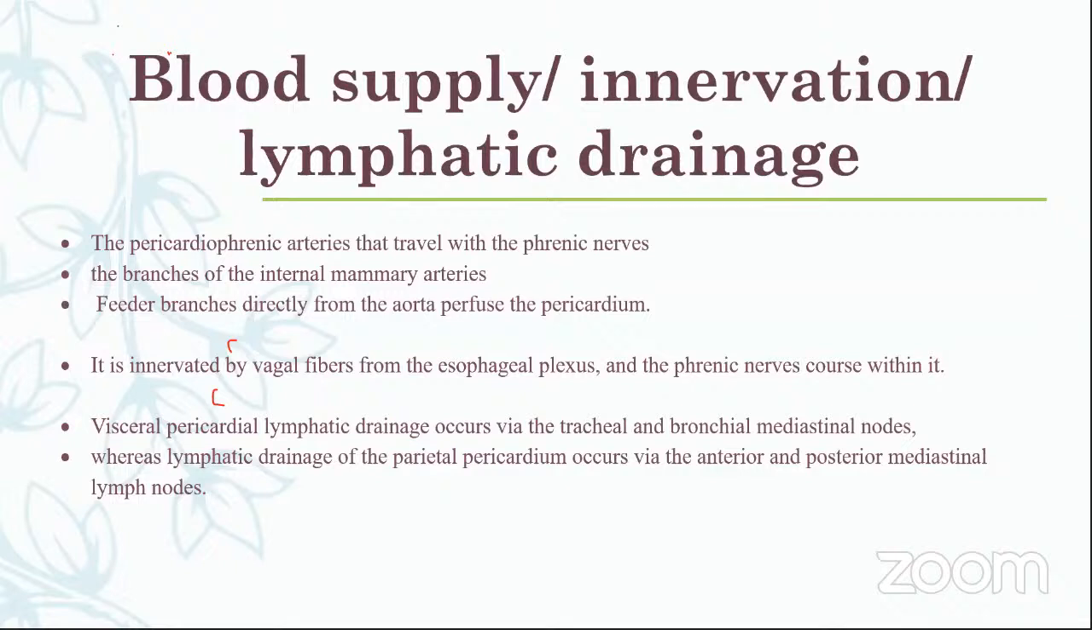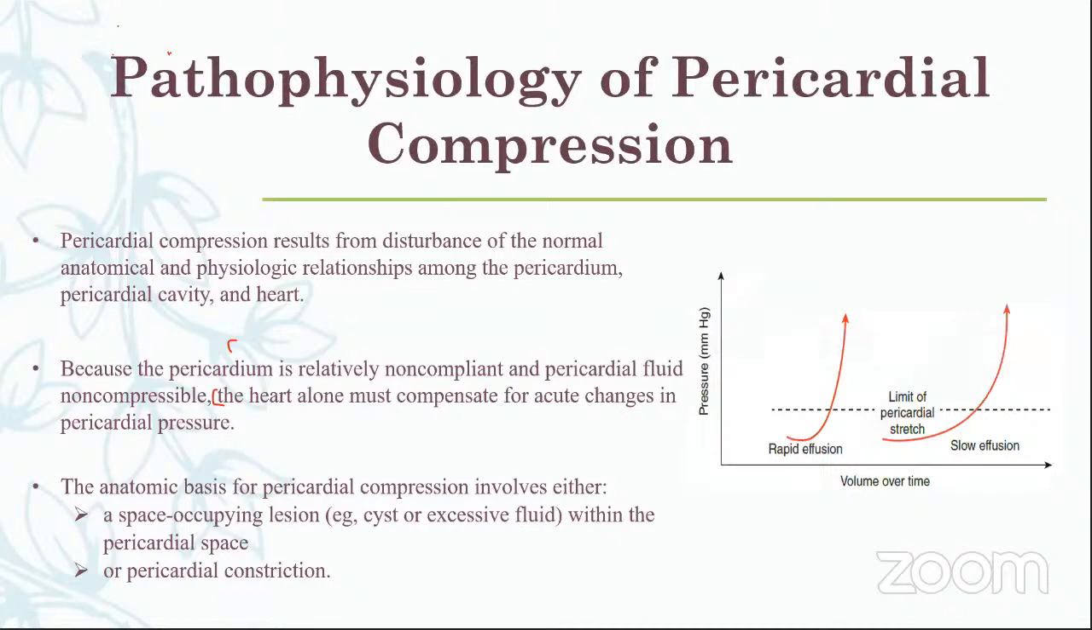The innervation is by the vagal fibers from the esophageal plexus, and the phrenic nerves course within it. And the lymphatic drainage for the visceral pericardium will be via the tracheal and the bronchial mediastinal nodes. However, the lymphatic drainage for the parietal pericardium will occur via the anterior and posterior mediastinal lymph nodes.